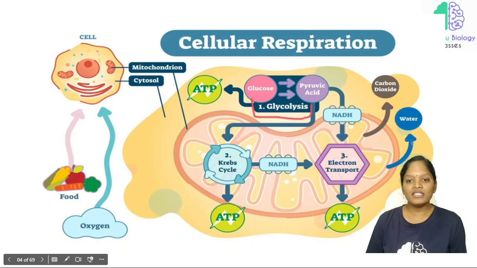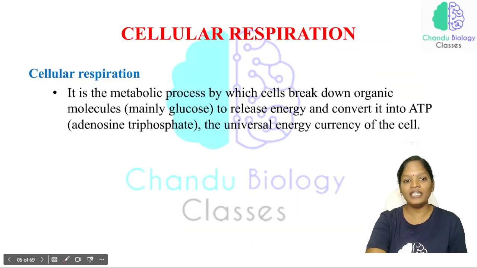See, this is the first cycle, that is the glycolysis cycle. In glycolysis, the glucose is converted into pyruvic acid. Now this pyruvic acid enters the mitochondria, undergoes the Krebs cycle, and in the Krebs cycle again they produce ATP, the energy molecule, and then they enter the electron transport chain. So the electron transport chain, oxidative phosphorylation, and glycolysis and Krebs cycle, all these together we call cellular respiration. Let me explain in a little more detailed manner.